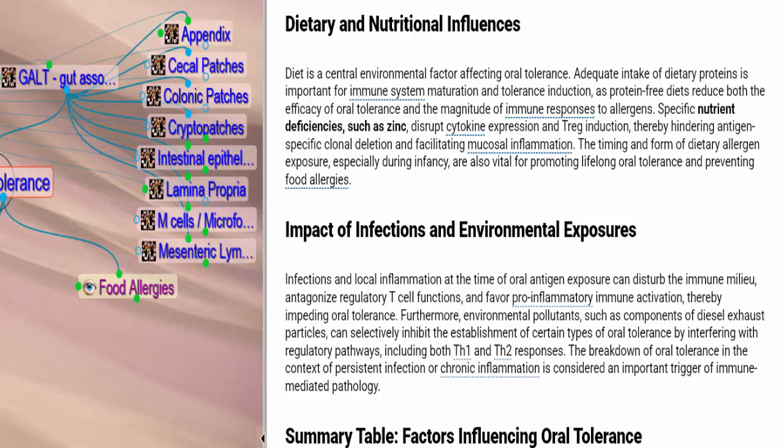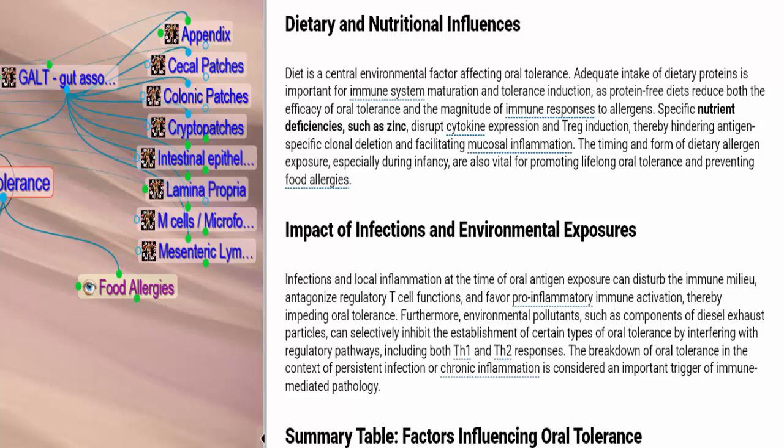And then environmental pollutants, such as components of diesel exhaust particles, can selectively inhibit the establishment of certain types of oral tolerance by interfering with regulatory pathways, including both Th1 and Th2 responses. Remember, those are types of T helper cells.